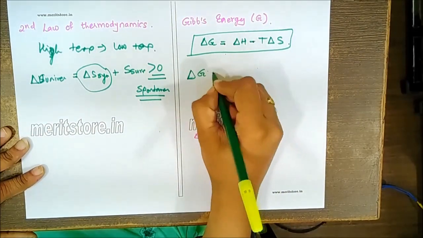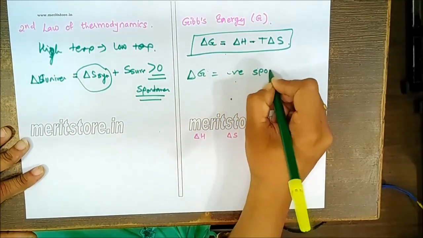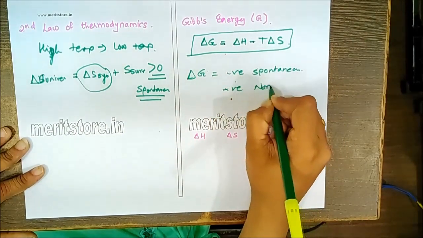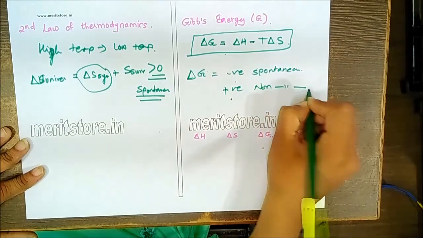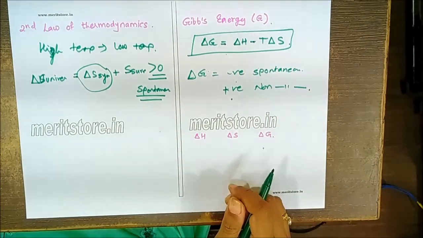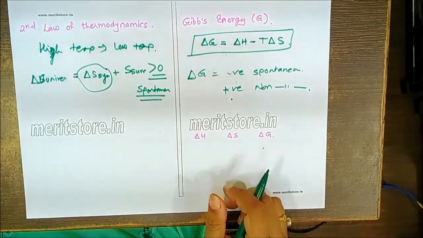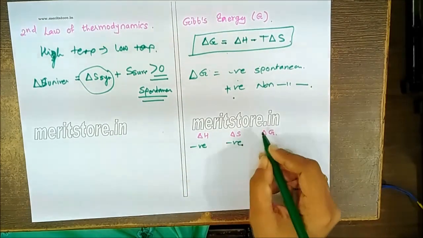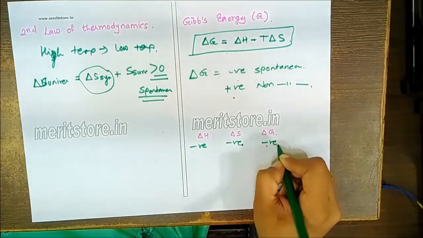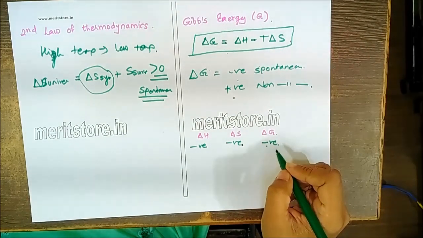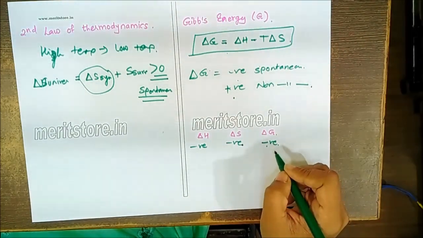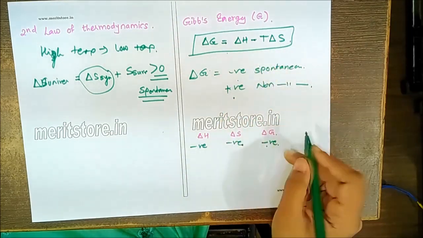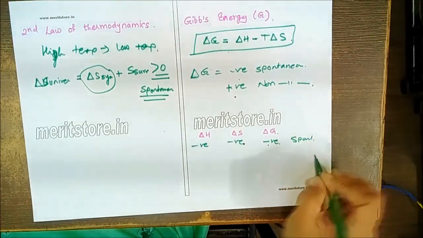So if delta G is negative, the reaction is said to be spontaneous. And if it is positive, the reaction is non-spontaneous. So we can have different relations using this formula. So remember, if delta H and delta S both are negative, then delta G will also be negative, so the reaction will be spontaneous, provided delta H is less than T delta S. So this reaction will be spontaneous.